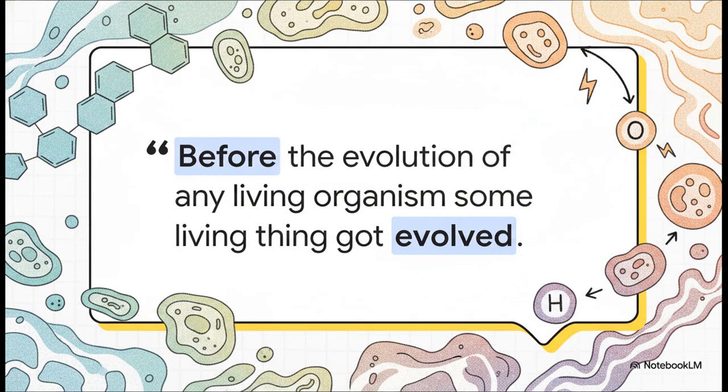As more and more of those glucose molecules formed, the entire chemistry of our planet started to shift. There's this profound thought directly from our source material that captures this perfectly. Before the evolution of any living organism, some living thing got evolved. I love that. It beautifully highlights that blurry, mysterious line where basic, non-living chemistry slowly awakened and organized into something we'd actually recognize as alive.